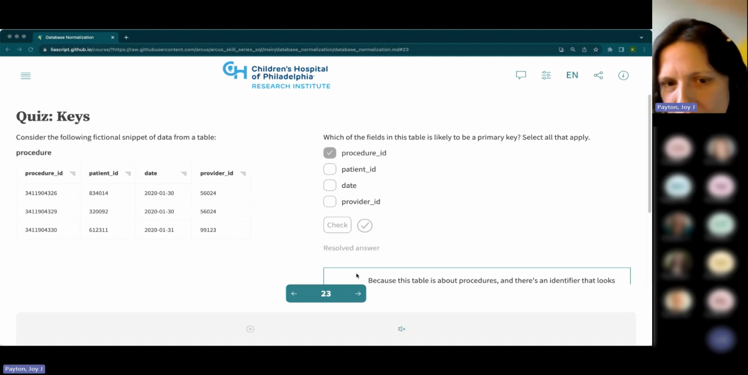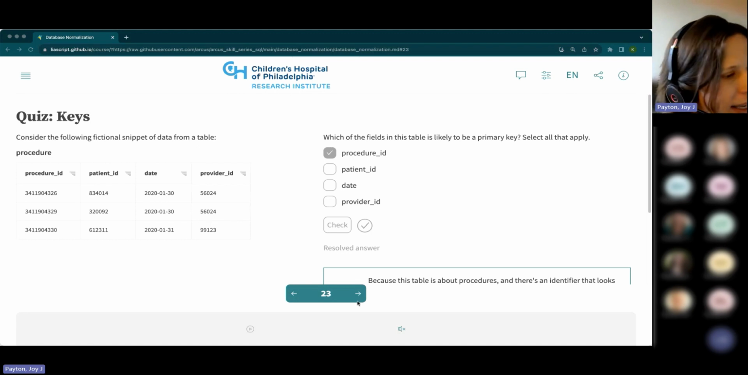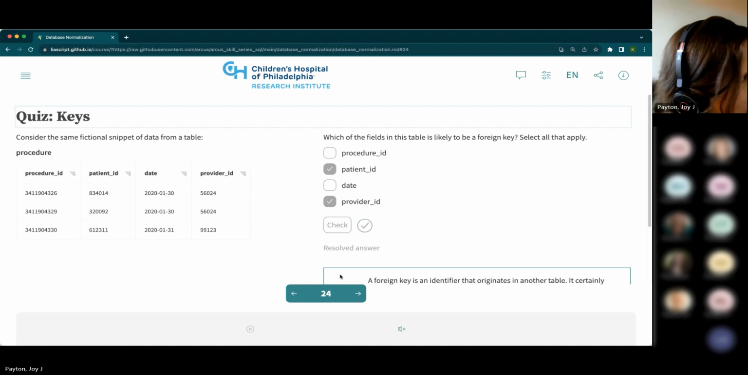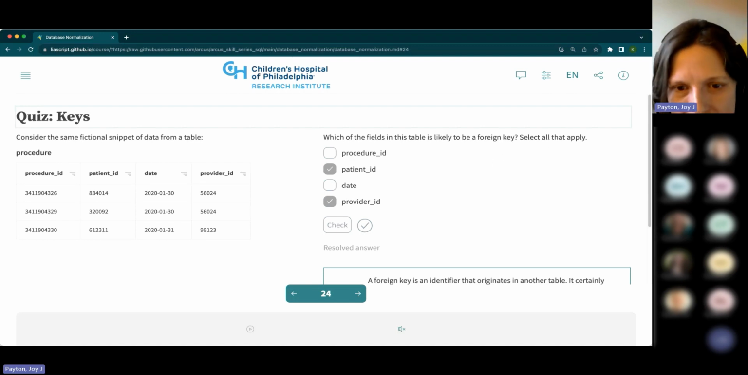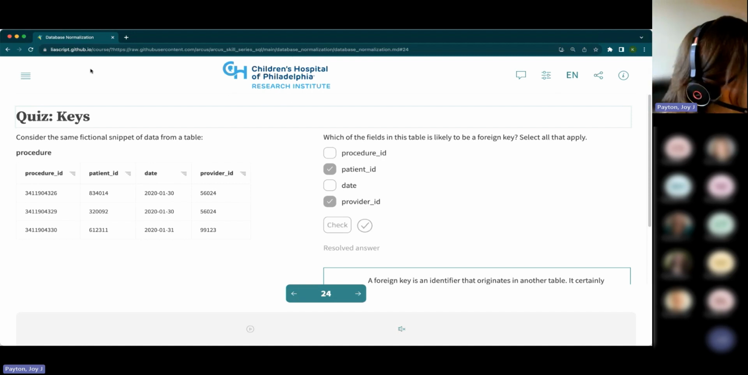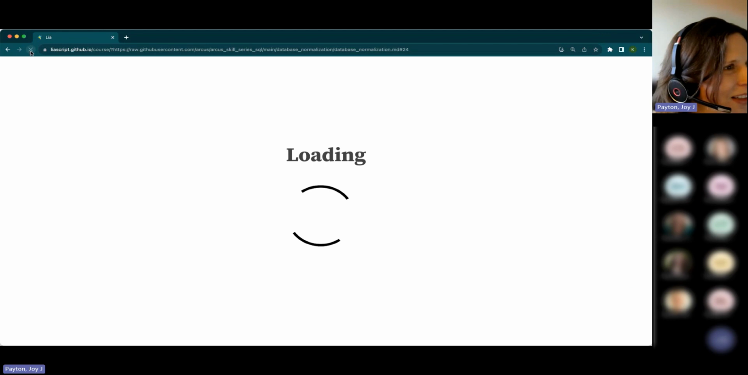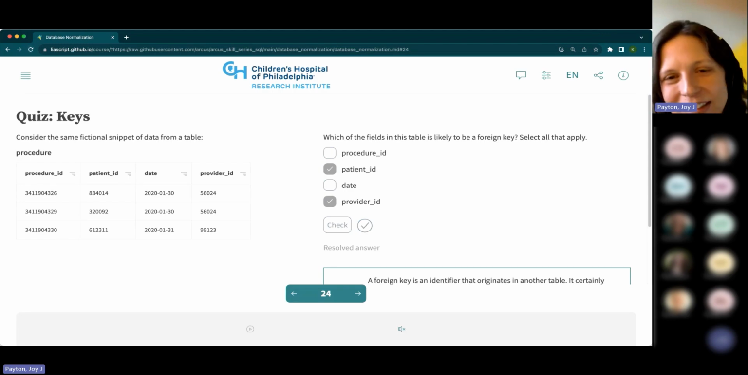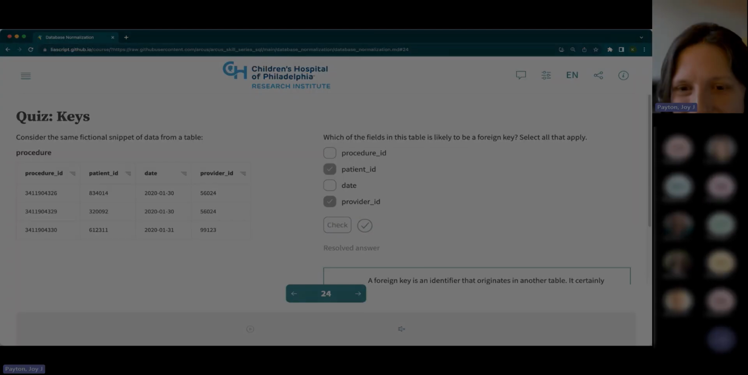We might need to understand a little bit more about this table and how it's used, but that's the most likely answer. All right. If we look at foreign keys, what are the fields here that are likely to be foreign keys? And again, apologies, I must have a caching issue because the answers are coming up for me.